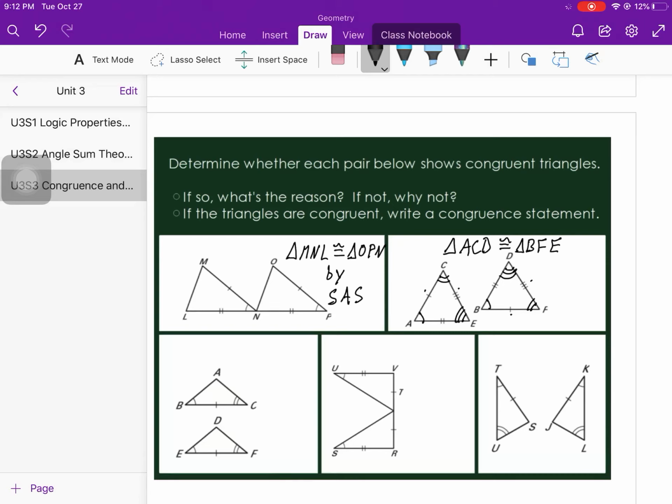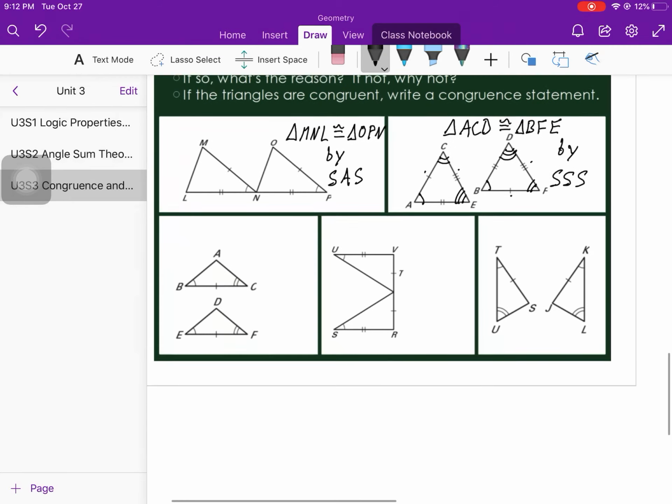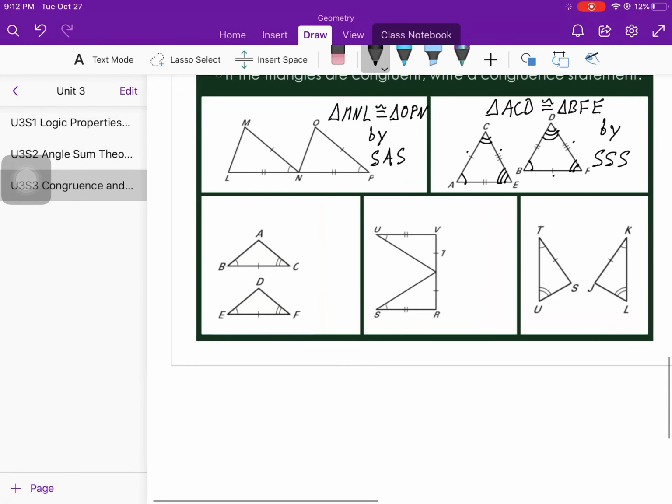So ACD is congruent to BFE. It is important that we get the right angles to correspond, okay? And this is by side, side, side.